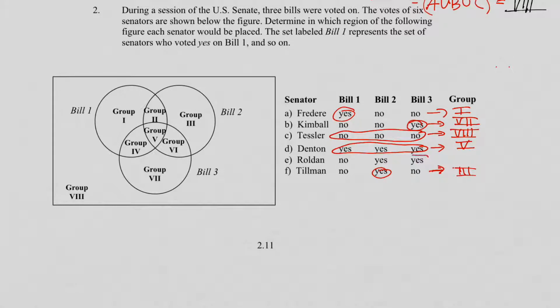And then these two are in both set 2 and 3, or set B and C, which is going to be group 6. Okay, so that's how you kind of work through that.